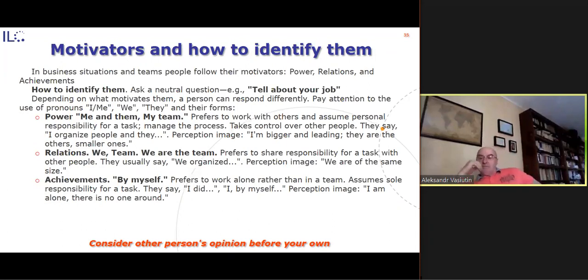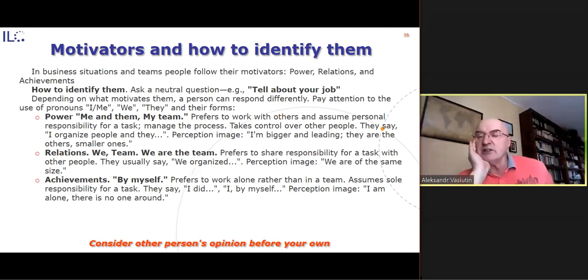So, the motives: power, relations, and achievements. When a person says me, I, me, this is a man of achievements. When a person says we, team, we are the team, together with my team, with my guys, he is a person of relations. Whereas when he says I tell them and they do, this is a man of power.